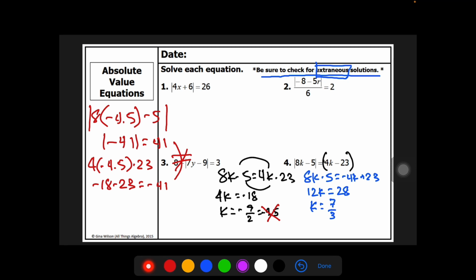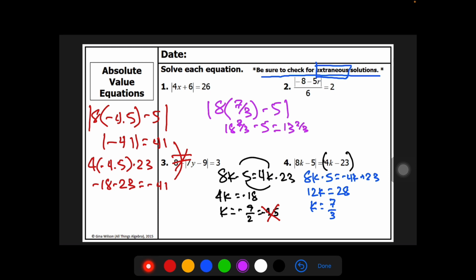Let's look at the next one. The absolute value of 8 times 7/3 minus 5. Plug it in the calculator. 8 times 7/3 is 18 1/3. Sorry, 18 2/3. 18 2/3 minus 5 equals 13 2/3.